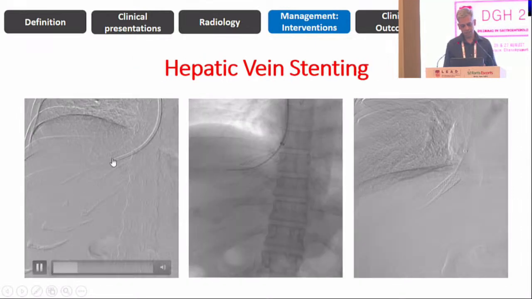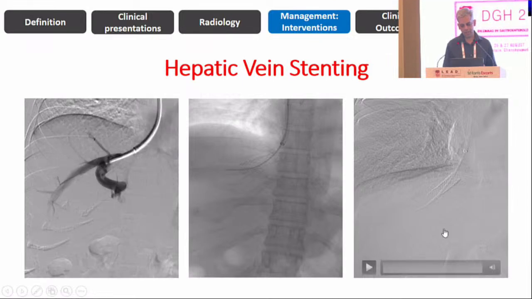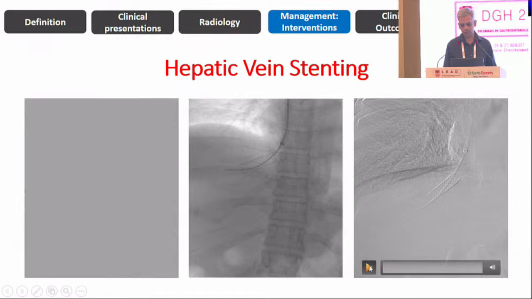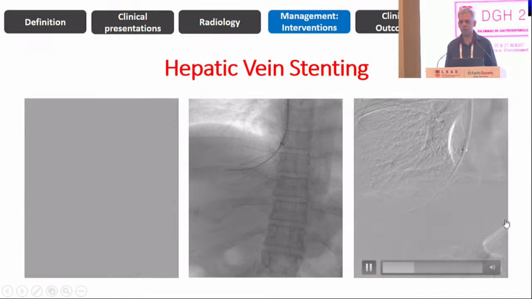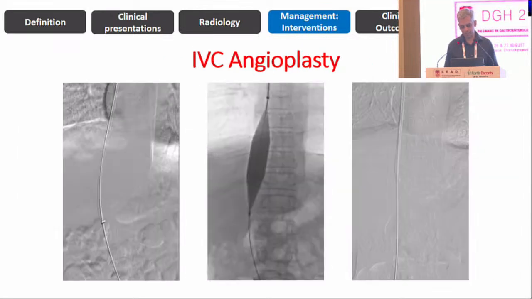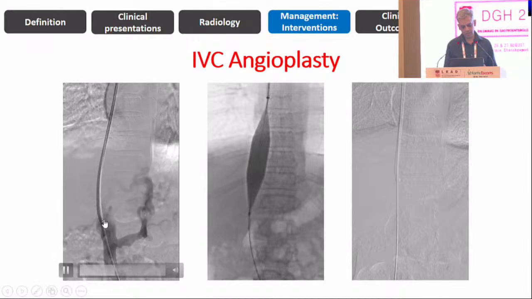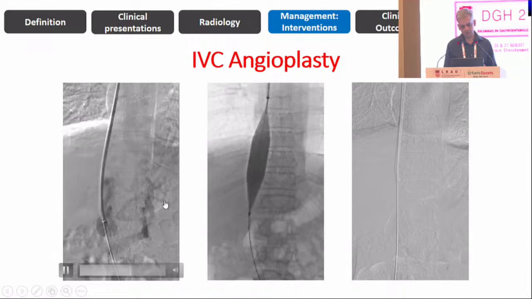Here you again see the same picture where there is an IVC block and a stent is placed, and this is what we see post-stenting: a very good flow, and physiological flow is maintained in such a patient. Similarly, with an IVC block, you can see there is a lot of collateral blood flowing from here.